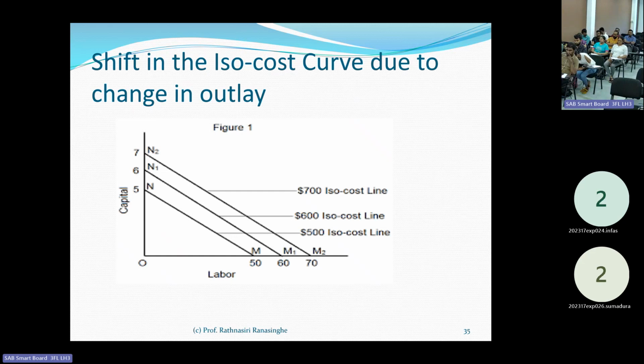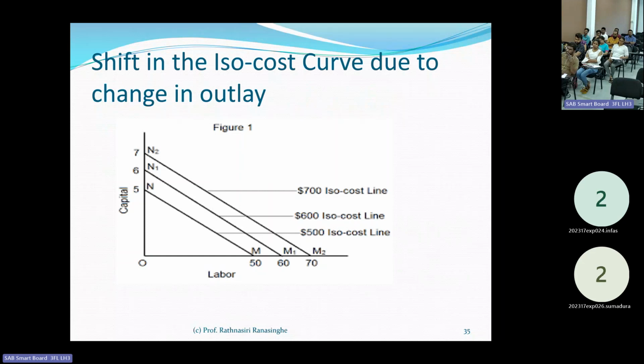We see the isocost. In the first instance, the cost is $500; the total outlay is $500. The firm decides to increase the total outlay up to $600. That will shift the entire isocost curve to the right. If it goes to $700, it shifts further to the right. Likewise, the entire isocost curve shifts to the right from those axes.